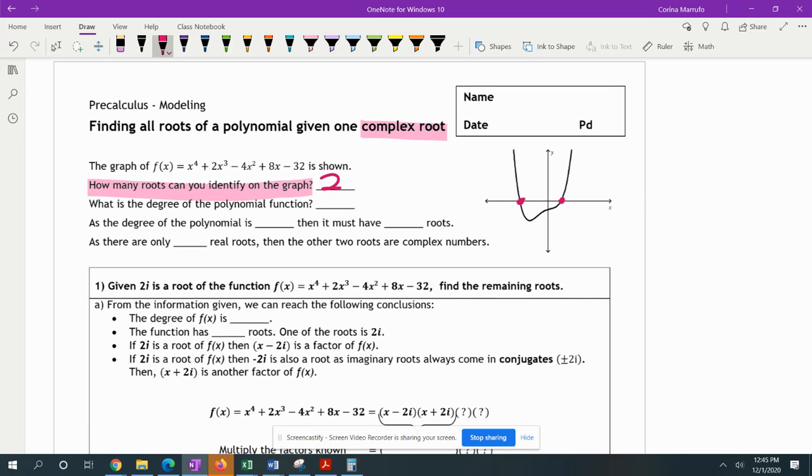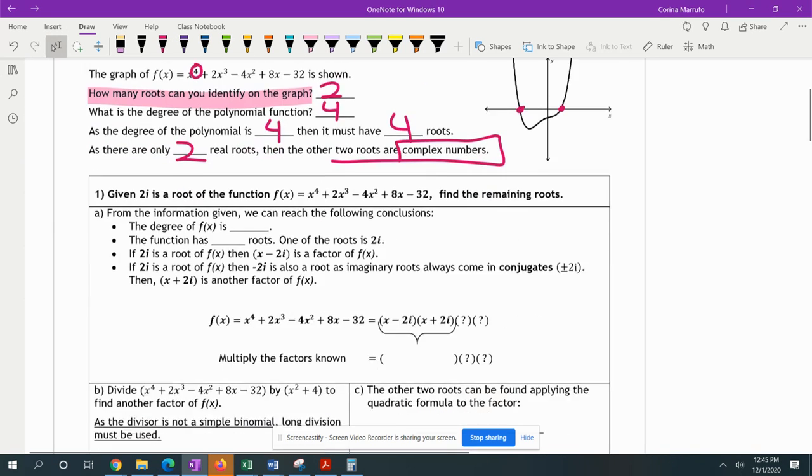Okay, now the degree of our polynomial function is 4. It's the highest exponent here, which means as the degree of the polynomial is 4, then it must have 4 roots. But we can only see 2 on there, which means that we only have 2 real roots, and the other 2 roots are complex numbers. Okay, so that's what we're going to figure out. Which ones are the imaginary roots or the complex number roots?